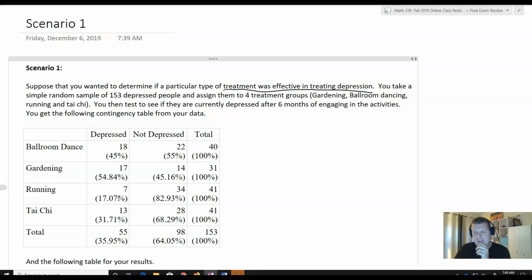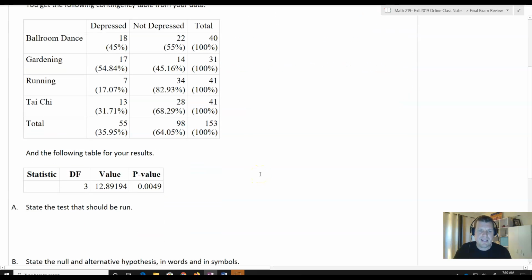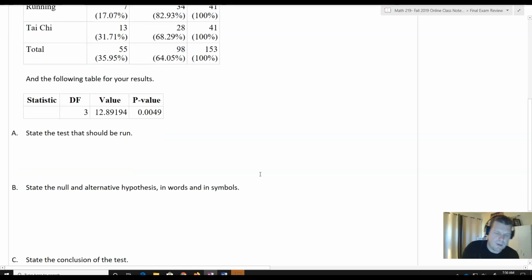And what we're going to do is determine whether or not we have a statistically significant difference between them. Is that difference big enough? Is the difference, 54% versus 17%, big enough for us to conclude, in fact, that the treatment was effective in treating depression? That's what we're doing when we do this test. And the test that we're going to do is something called chi-squared.